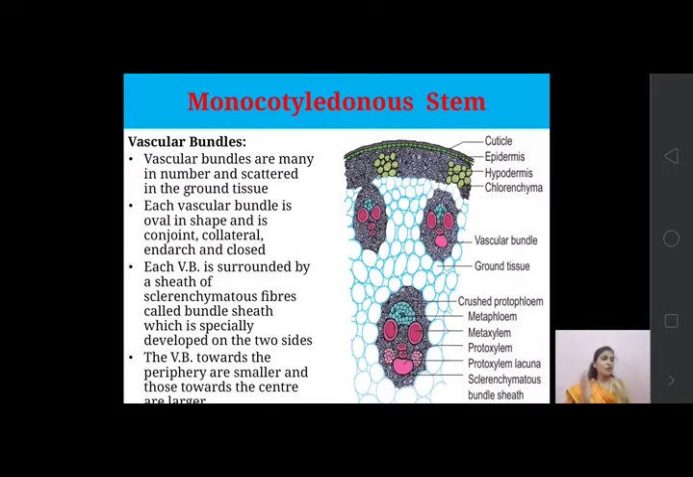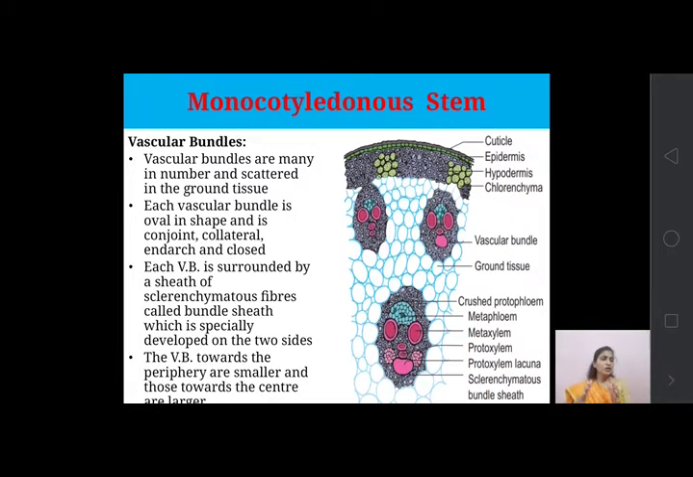This xylem is made up of xylem vessels, two types of vessels, metaxylem and protoxylem, and tracheids are also present, and xylem parenchyma is also present. Only xylem sclerenchyma is absent. The phloem tissue is made up of sieve tubes and companion cells only. That means phloem parenchyma and phloem fibers are absent. The phloem is also of two types, crushed protophloem and metaphloem. Phloem is the food conducting tissue and xylem is the water conducting tissue. So this type of arrangement we see in the monocotyledonous stem.